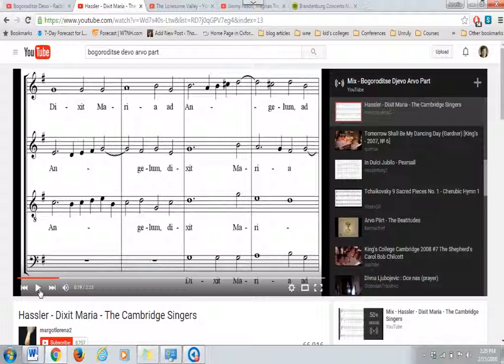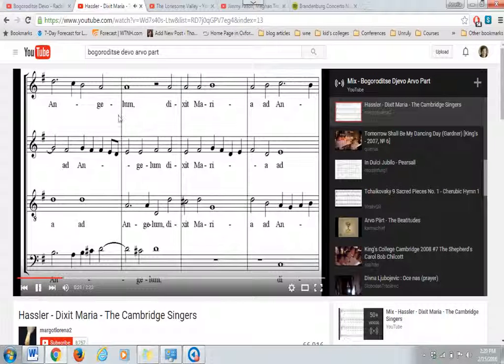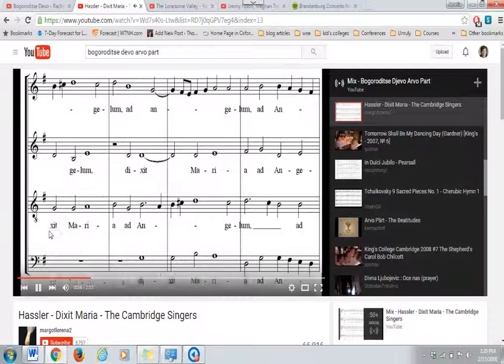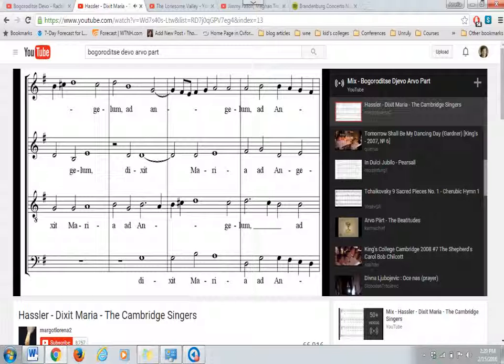What's going to come up is another quite large patch of homophony. Check this out. Yeah, just like that, all of a sudden, Dixit Maria, they're all singing the same thing. So that patch of homophony creates clarity even inside quite a thick polyphonic texture. Messy, messy, and messy, complicated, hard to understand.